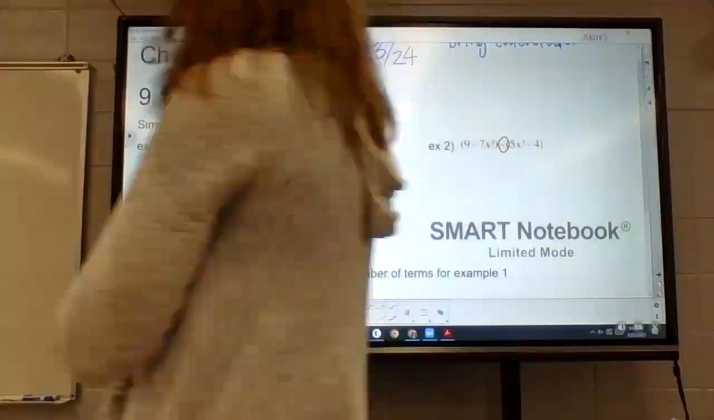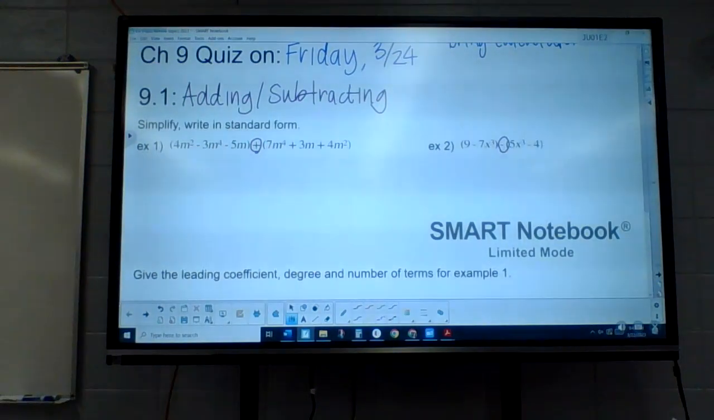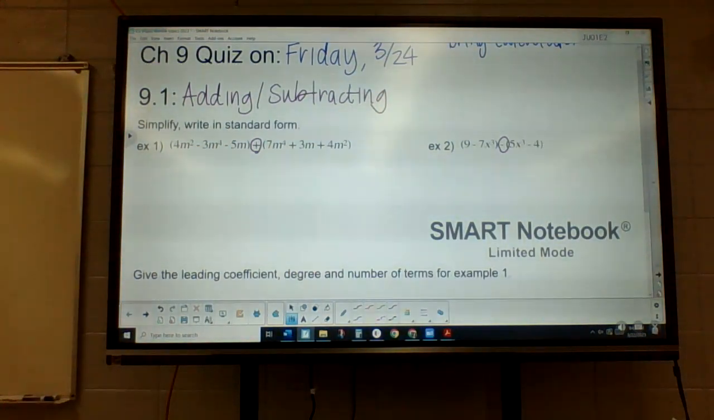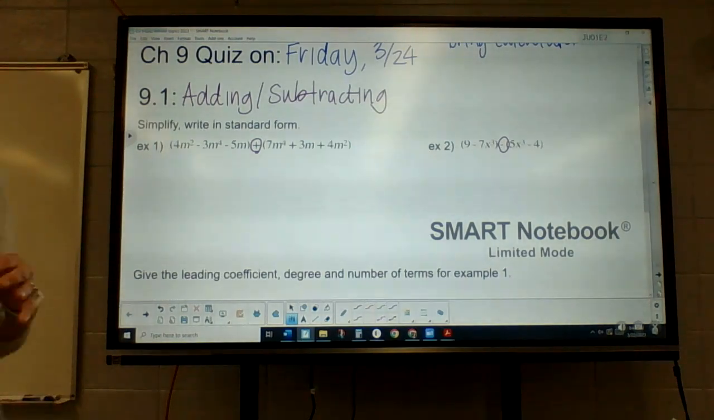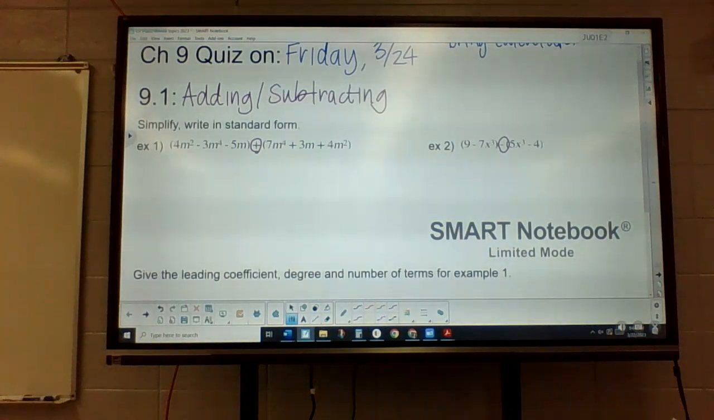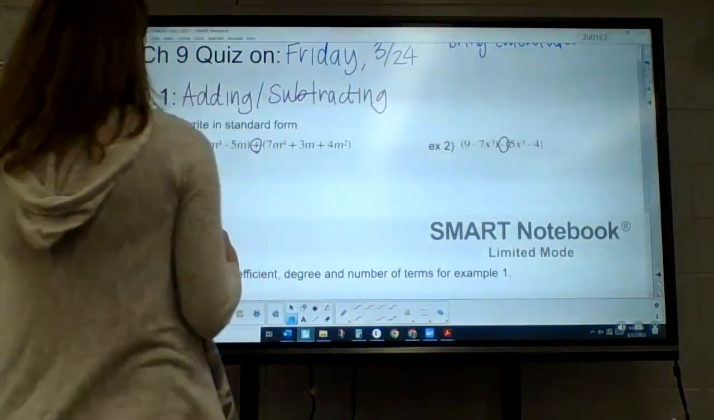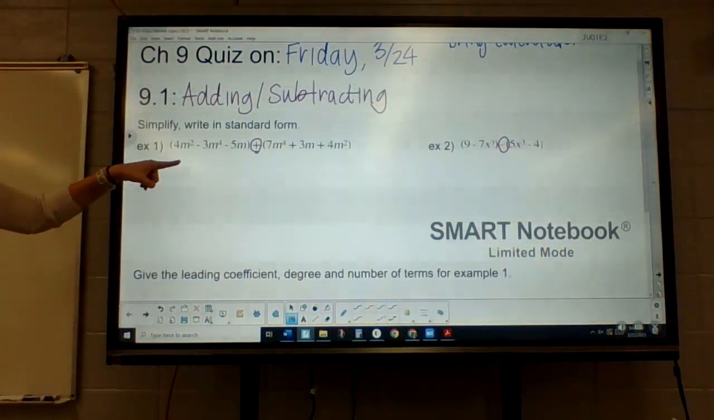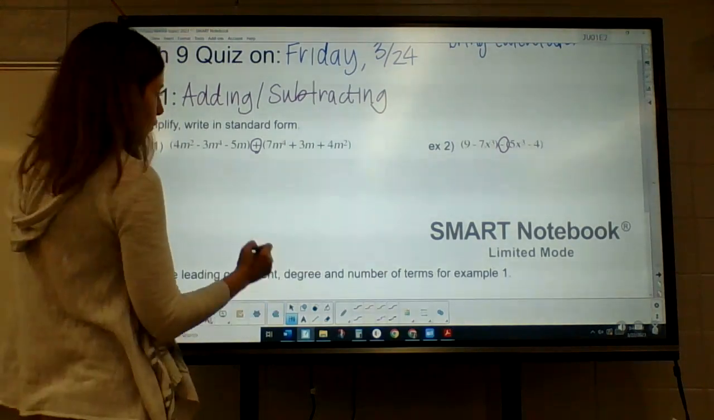So for example 1, it says to simplify and write in standard form. Now, I know some people had questions about standard form. What's standard form again? What do I mean by standard form? Yeah, like we talked about, it's like lining up in order of height. It's the biggest exponent in the front all the way down to the smallest. So when I'm doing this, I'm going to be strategic and be smart about adding in the right order. So I'm not going to start with m to the second. I'm going to start with this 3m to the fourth.